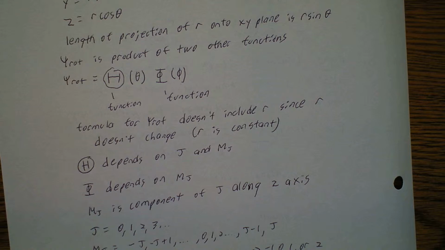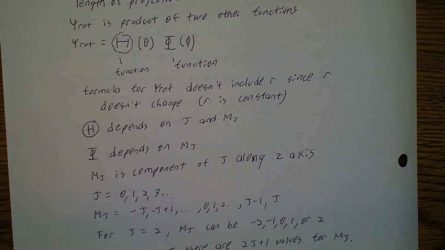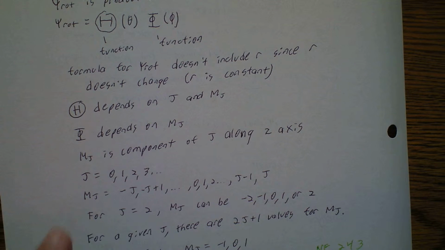Now MJ is the component of J along the Z axis. And remember, like I said already, J could be 0, 1, 2, 3, etc. Now MJ can be anything from minus J to J, but only integers too. So minus J plus 1, minus J plus 2, etc.